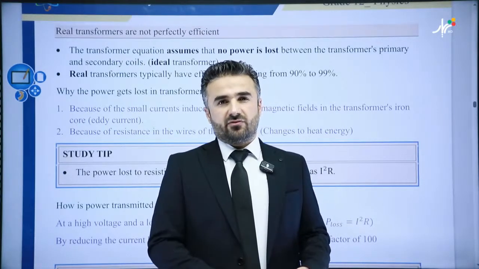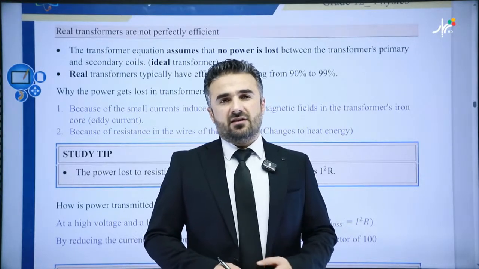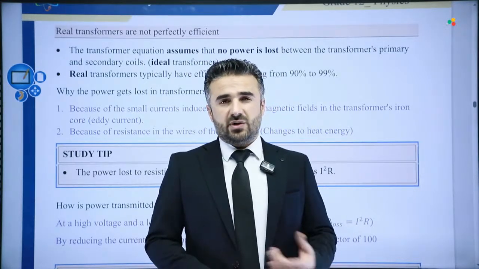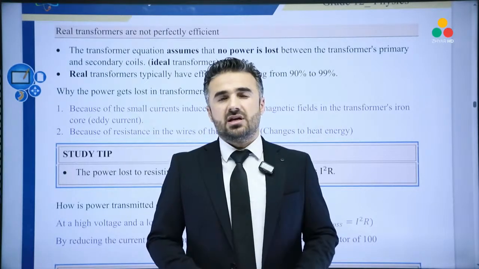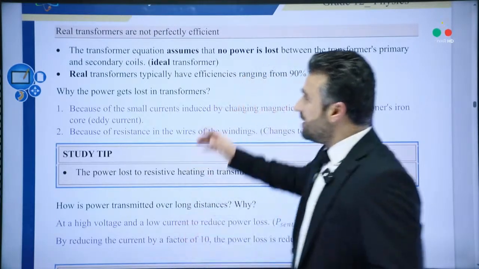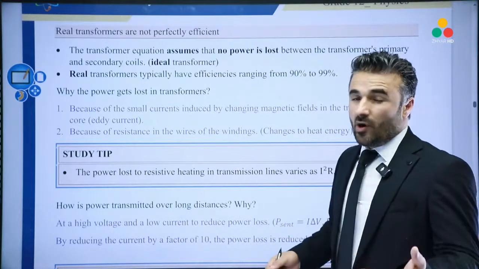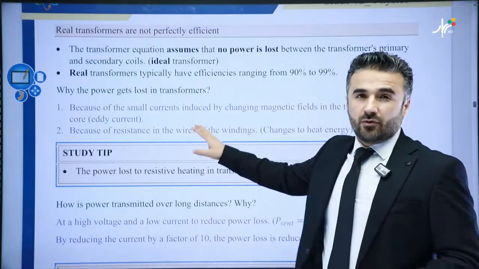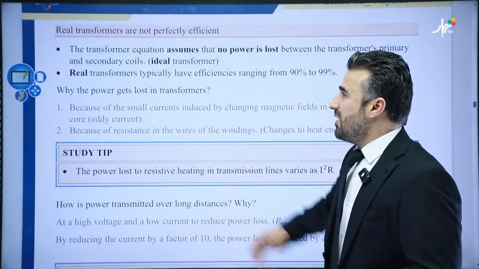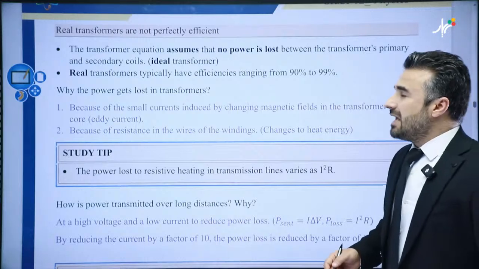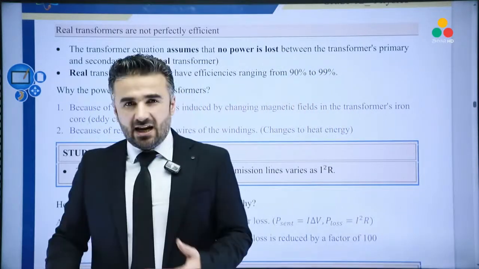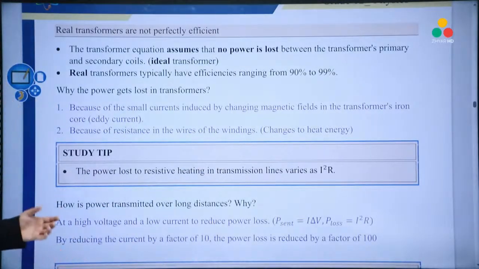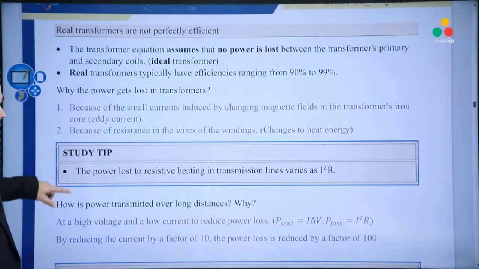And we said that is for several reasons. One of them is eddy current, and also the resistance of the wires of the winding, or the coil. So when we talk about the transformer equation, we assume that no power is lost between the transformer's primary and secondary coil. That was for ideal transformers. But real transformers typically have efficiencies ranging from 90% to 99%.